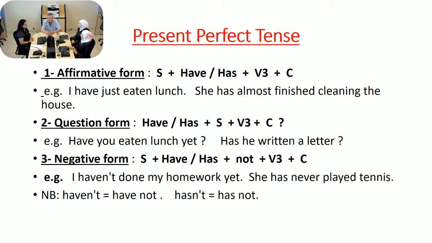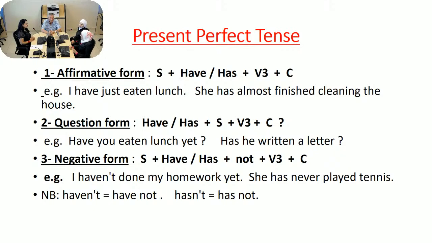And as for the question, we start with the auxiliary. We invert the subject with the auxiliary, have or has. We start with have or has, then the subject and verb 3, and the complement. For example, have you eaten lunch yet? Has he written a letter?